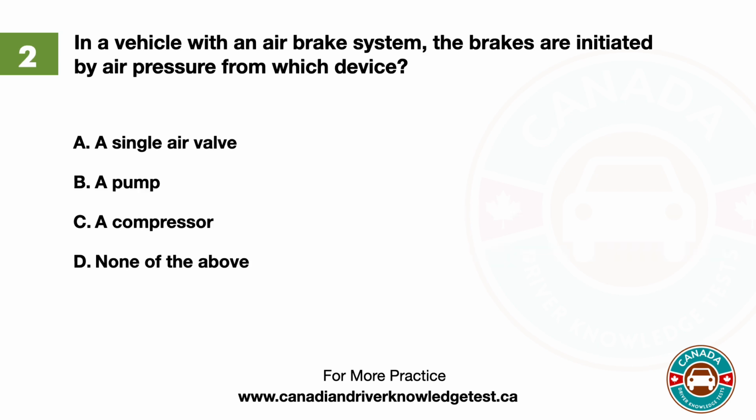Question 2. In a vehicle with an air brake system, the brakes are initiated by air pressure from which device? A. A single air valve. B. A pump. C. A compressor. D. None of the above. The answer is C. A compressor.